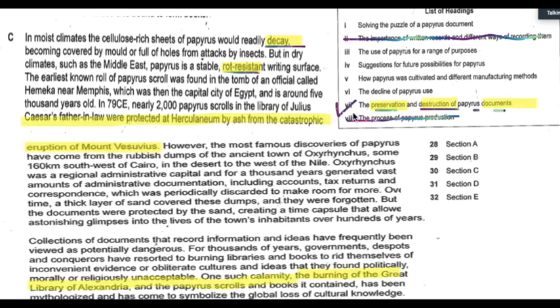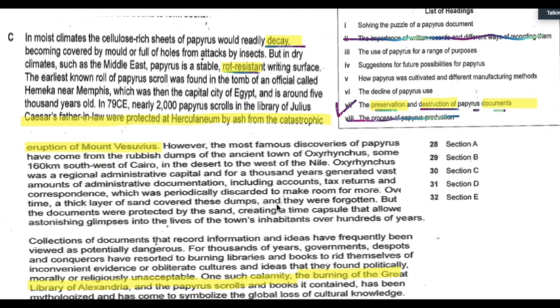Answer is the 7th one, and it is the preservation and destruction of papyrus documents, and your keywords are preservation, destruction, documents. So preservation is in this one. Papyrus scrolls in the library of Julius Caesar's father-in-law were protected at Herculaneum by ash from the catastrophic eruption. So they were preserved. Protected is preserved. Then destruction means it is stable, decay, rot resistant. So this is all talking about preservation.